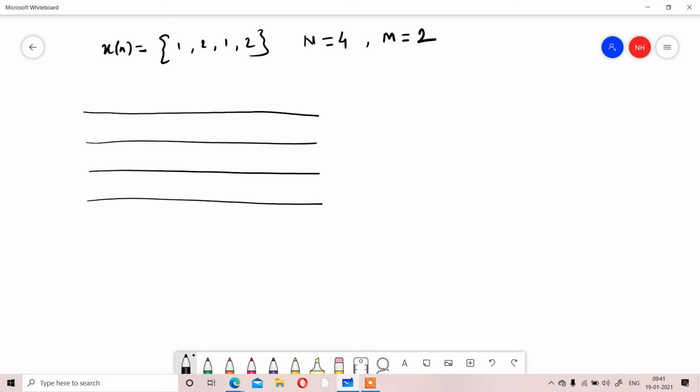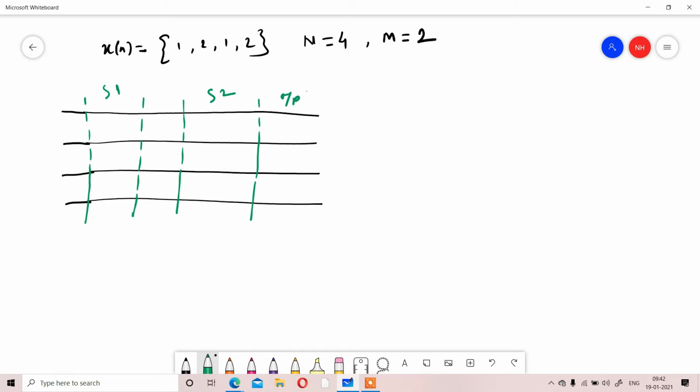That is 4 number of inputs, and depending on that, you will have 4 number of stages. 2 number of stages, capital M equal to 2. So you will have stage 1, that will be the output of stage 1, and that will be your stage 2, and that will be the output of stage 2.